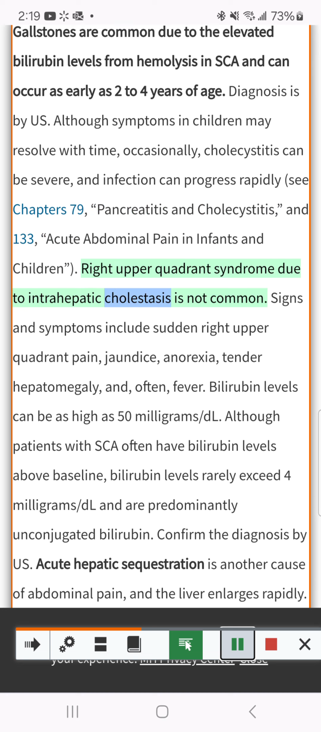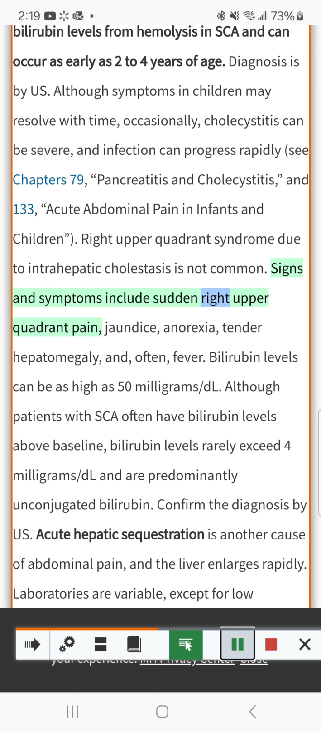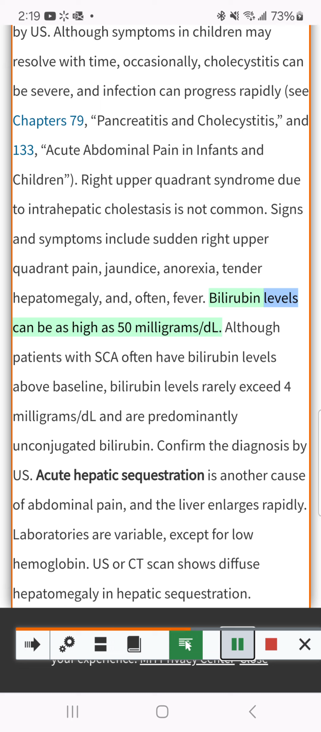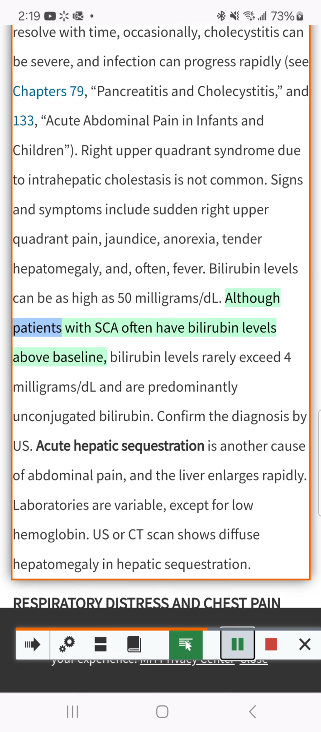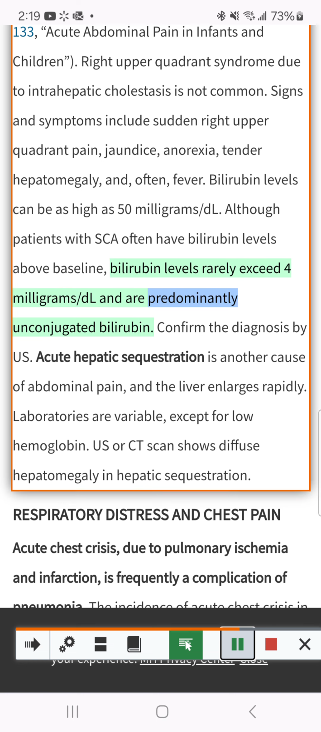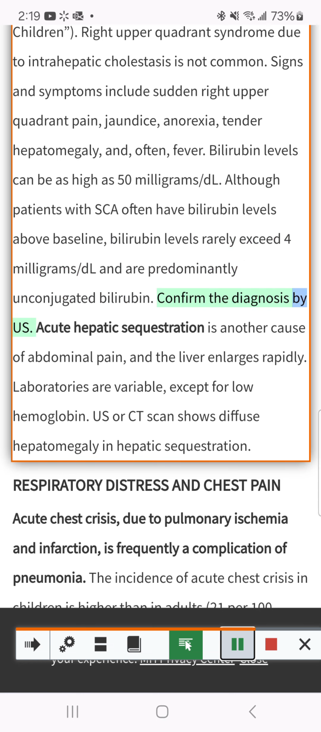Right upper quadrant syndrome due to intrahepatic cholestasis is not common. Signs and symptoms include sudden right upper quadrant pain, jaundice, anorexia, tender hepatomegaly, and, often, fever. Bilirubin levels can be as high as 50 mg per deciliter. Although patients with SCA often have bilirubin levels above baseline, bilirubin levels rarely exceed 4 mg per deciliter and are predominantly unconjugated bilirubin. Confirm the diagnosis by US.